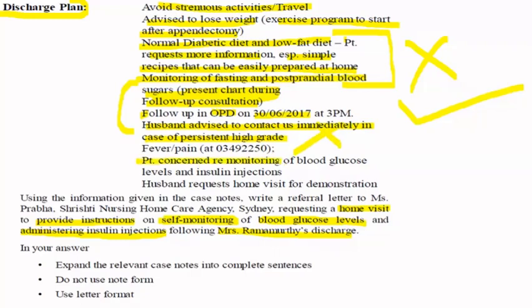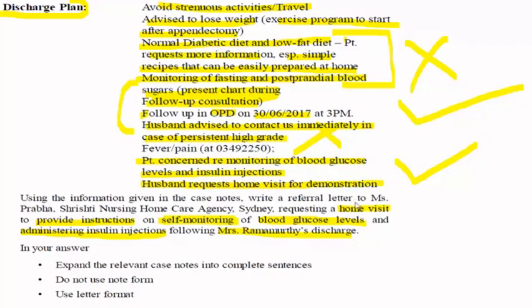Patient concerned regarding monitoring of blood glucose levels and insulin injections. Husband requests home visit for demonstration. We'll put a tick here directly because this information has to be told. Why are we telling someone to go and give them that advice? Because they are not confident about doing this by themselves, and they need someone to go and assist them or provide necessary information about how to do this properly. So we have to tell this information, obviously, right?